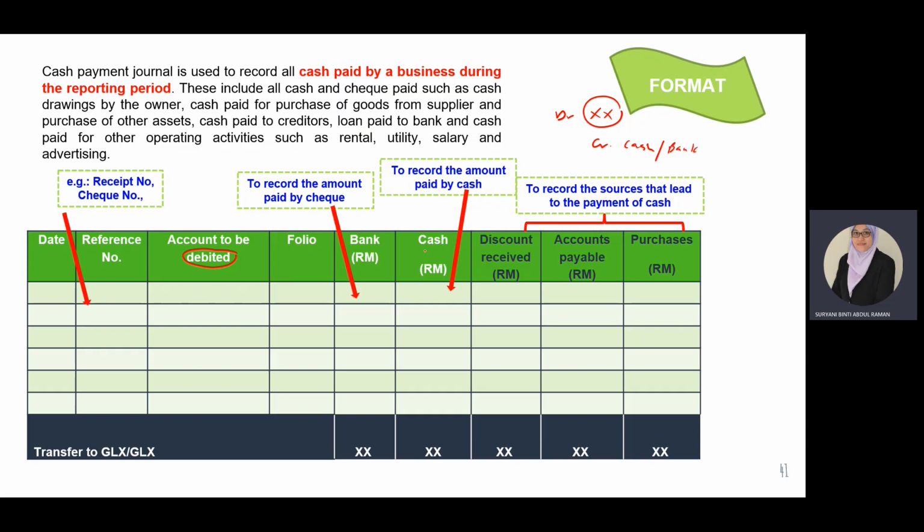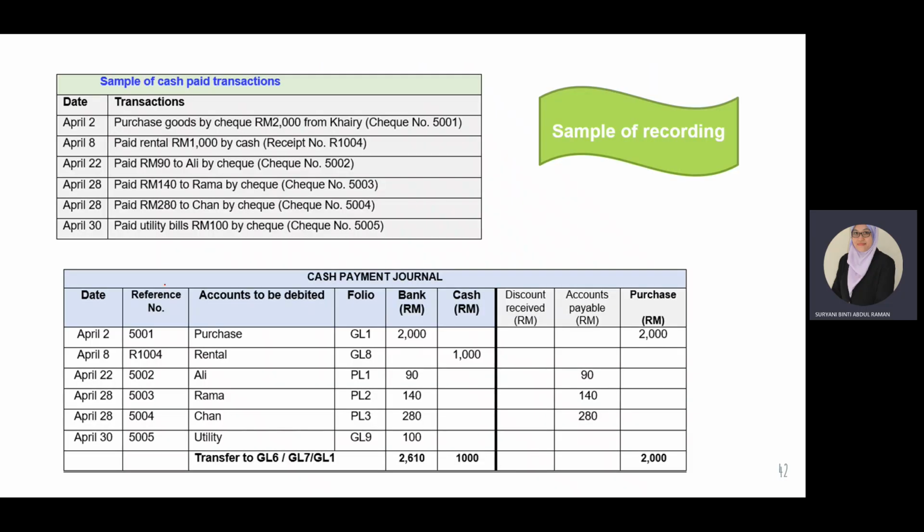Again, we have bank and cash columns, and we have three additional columns, but we will rename them according to the transactions related to cash payment, such as discount receipt, because when we make payment, if we need to pay less than what we should, the reason behind the difference is usually the discount receipt. And then the payment that we always make is to the accounts payable, and the payment is also related to purchases. So at the end, you will transfer all of this to the respective general ledger. Okay, let us look at the following example.